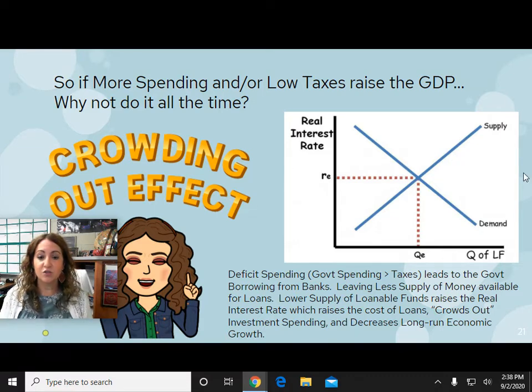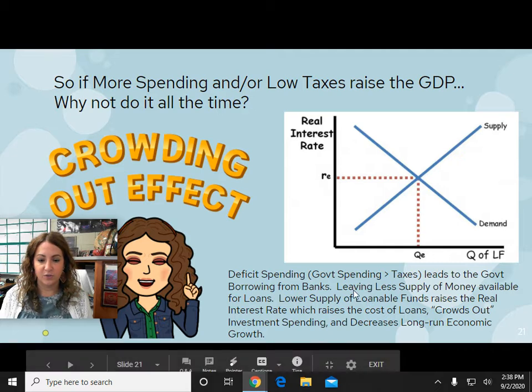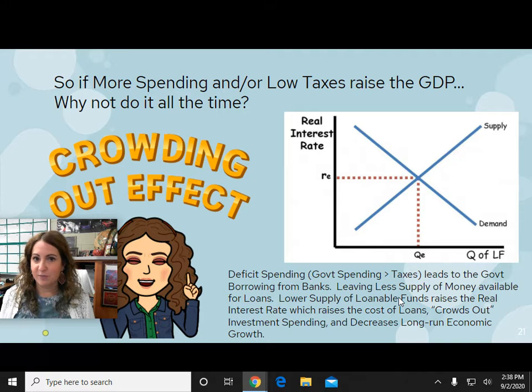And so there's this new graph that we're learning today. It's called the Loanable Funds Market, or LFM for short. It's right here. This graph helps explain why, when the government runs a deficit by either spending too much money or bringing in too little in taxes, that's bad in the long run.